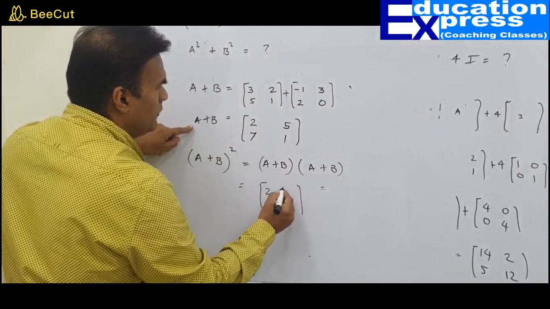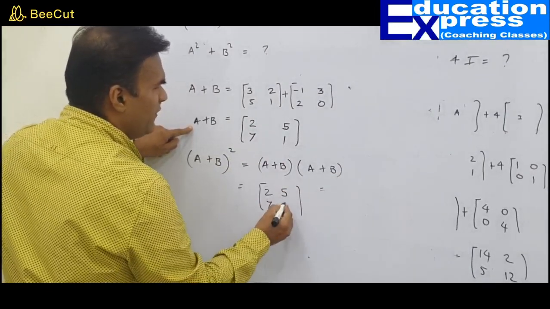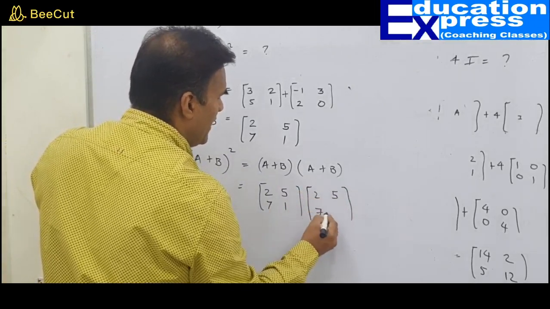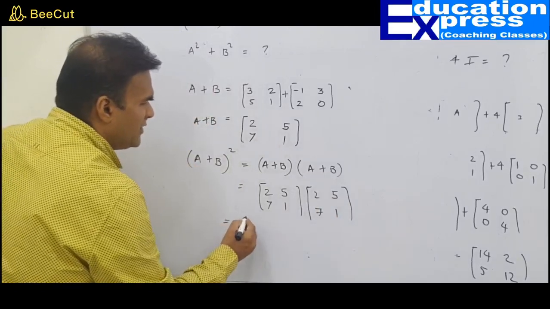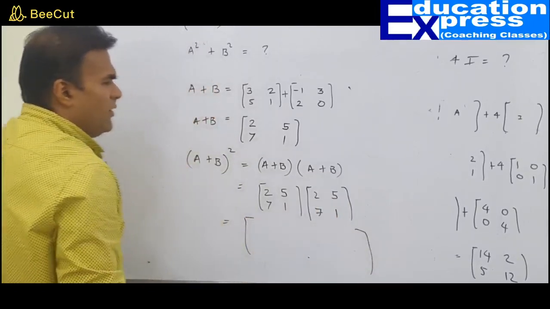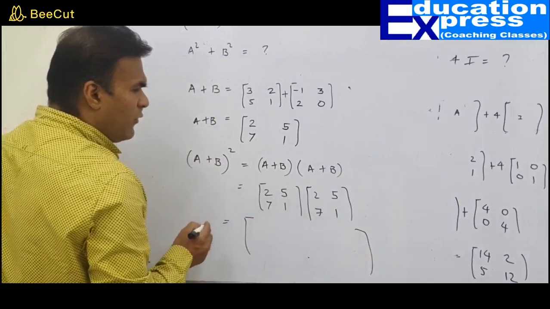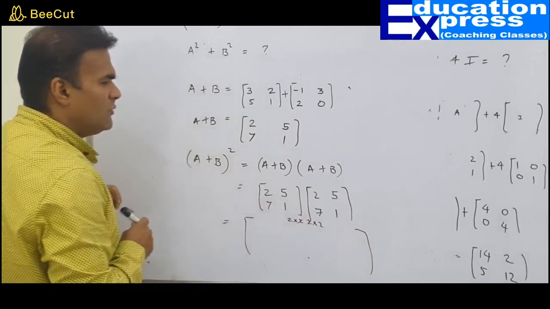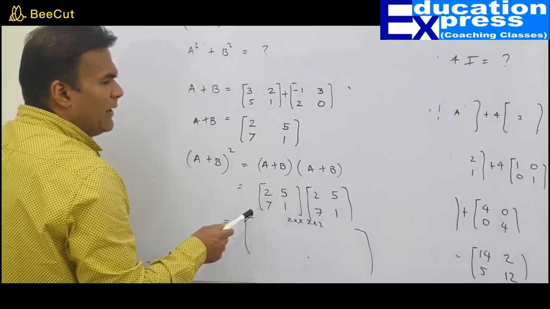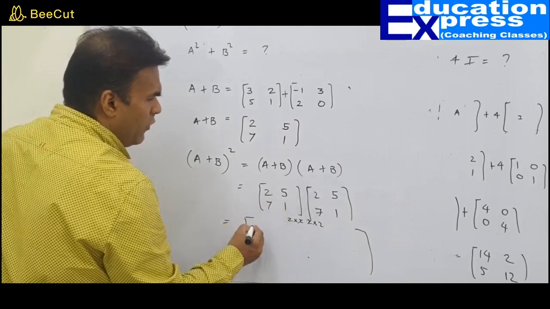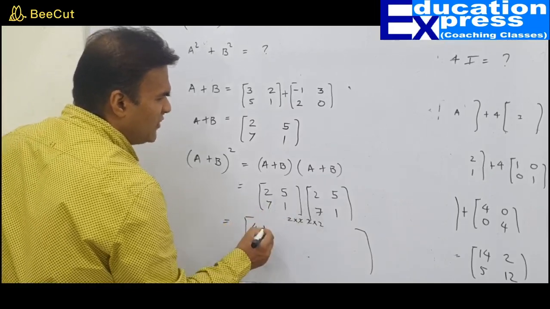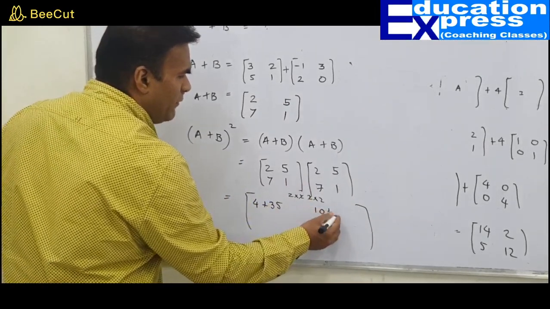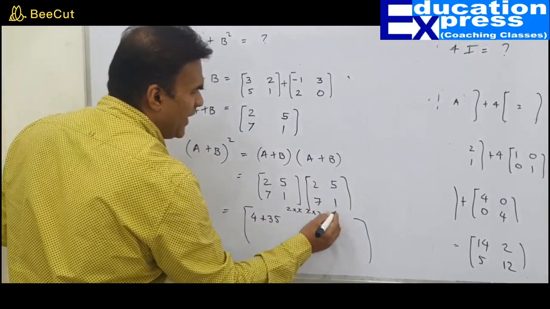Fantastic. 2, 5, 7, 1. Again, 2, 5, 7, 1. I am sure, my dear friends, from here on, you can work out whether this multiplication will be possible. Of course possible, sir. The order is 2 into 2, 2 into 2, so it will be possible. So let's go ahead and carry out the multiplication operation. 2 2s are 4, plus 5 into 7, that's 35. Next, 2 into 5, 10, plus 5 into 1, 5.